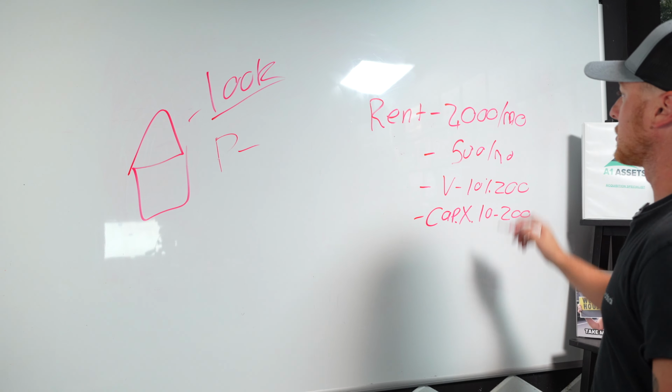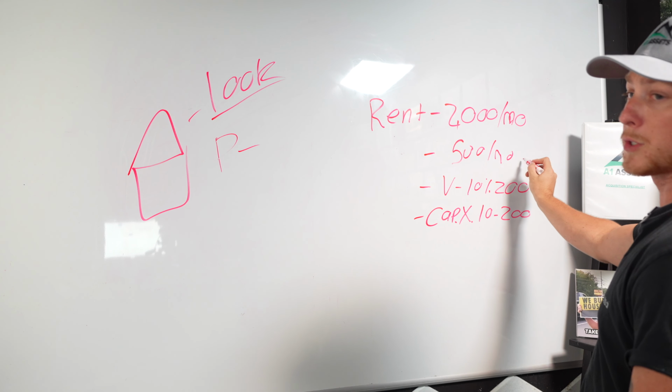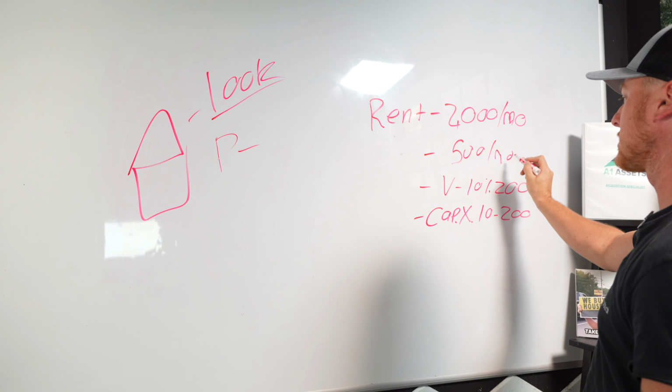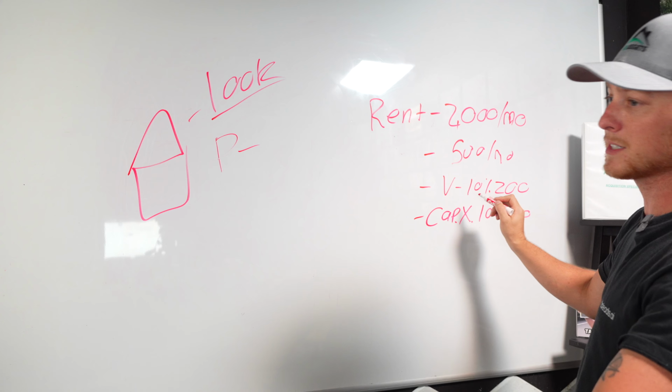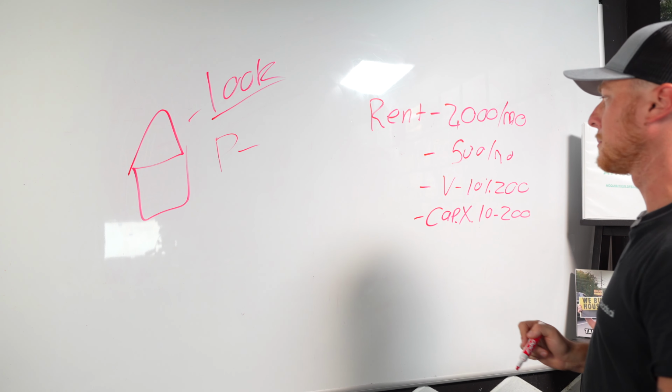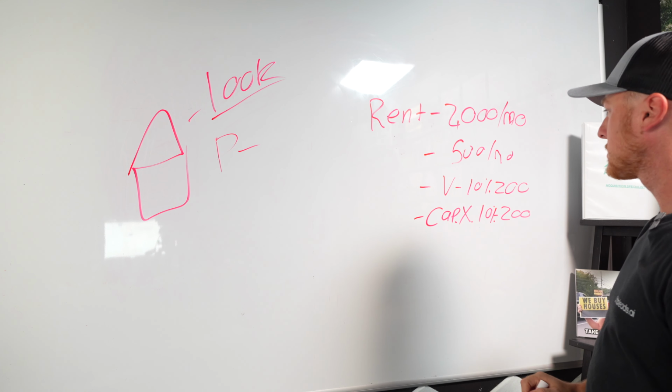All right. So right now we have the gross rent, $2,000 a month. We have our $500 profit that I want to make on this as a rental. I got my vacancy of 10%. I like to have that fixed, period. That's going to be $200 a month coming out. Capital expenditures, another 10%. That's another $200.